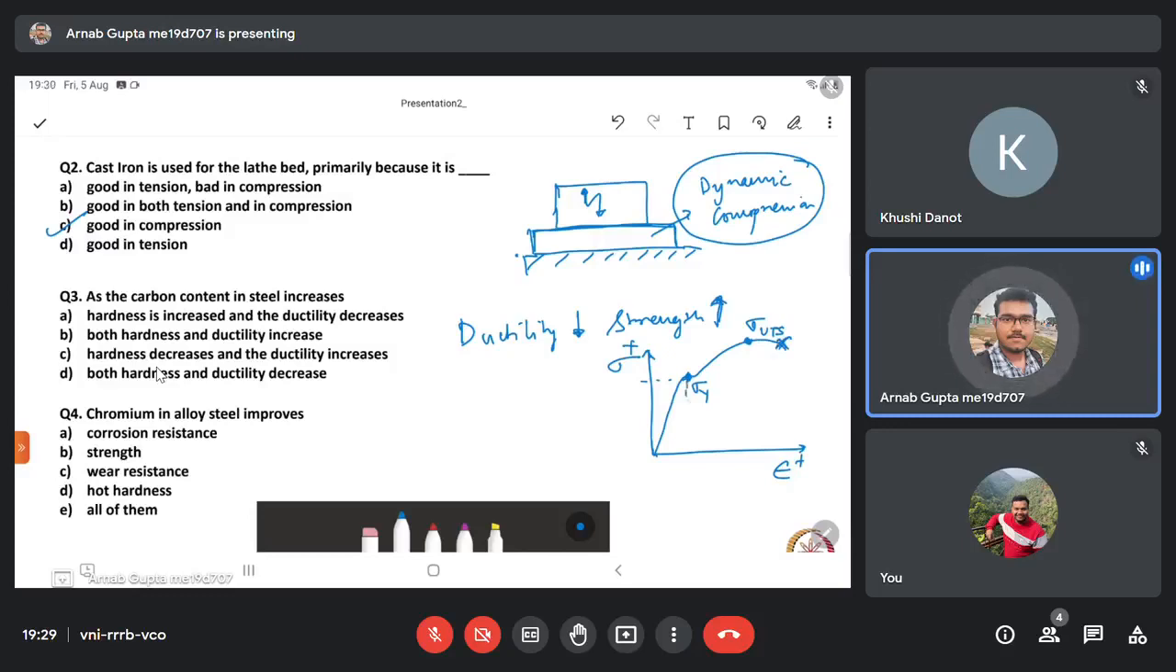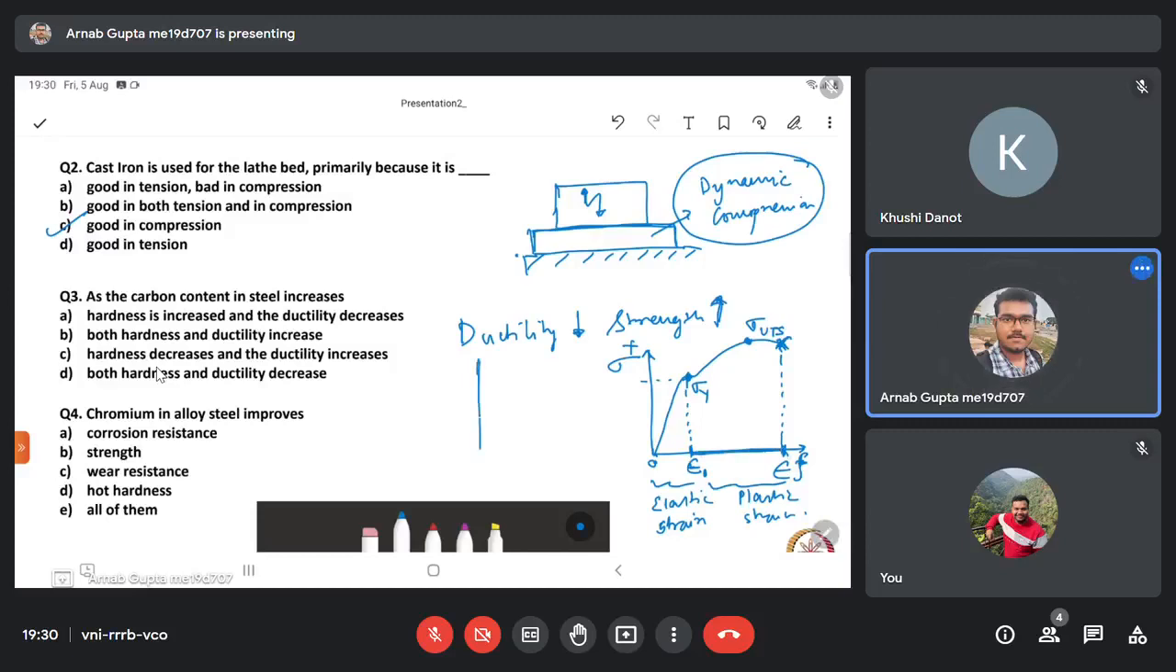So from 0 to this particular epsilon 1, this is the elastic strain, or elastic region, you can say. And from here to epsilon f, I am denoting this fracture strain as epsilon f, this is the plastic strain, right? So the larger this value, epsilon f minus epsilon 1, the more ductile your material is. Okay.